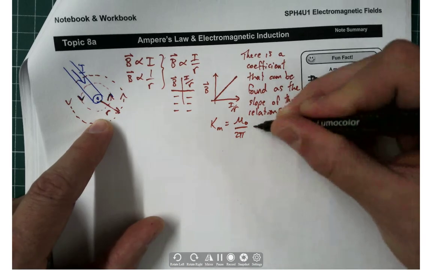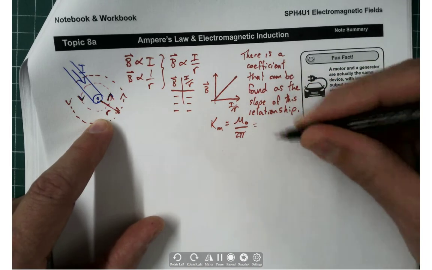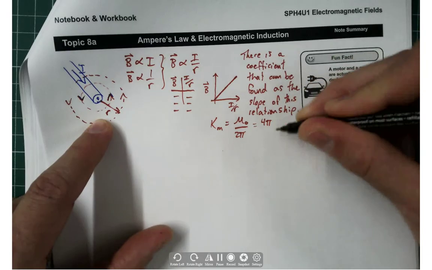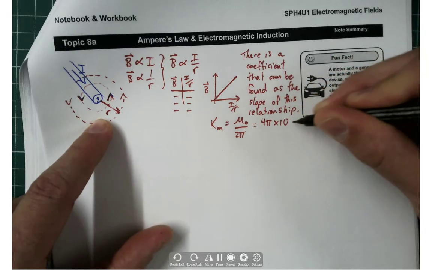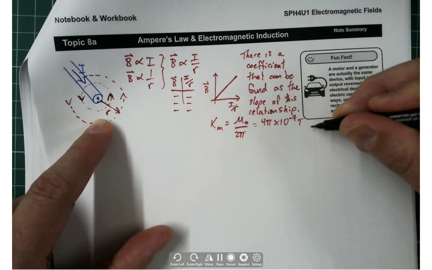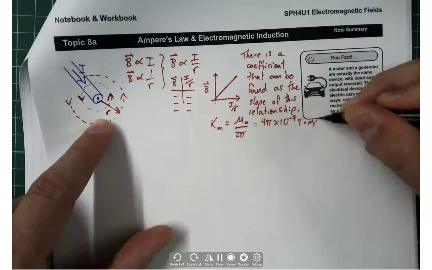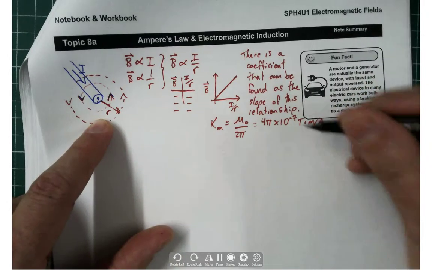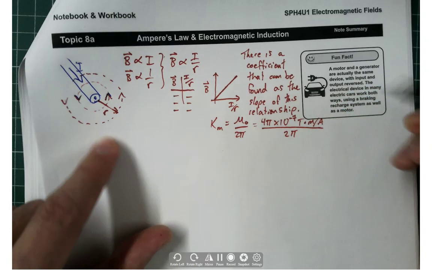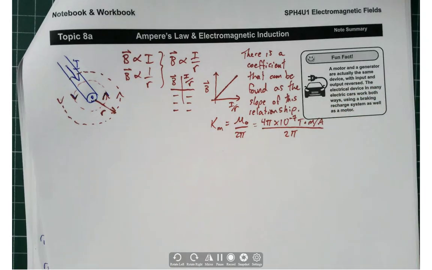Mu naught is the magnetic permeability specifically of a vacuum. And it has a value of 4 pi times 10, oh, there's pi again. It's almost like it's part of the code of the universe, times 10 to the power of negative 7 Tesla meters per amp. What a gosh darn ugly unit. All divided by 2 pi. And so whether you express this as Km equals mu naught over 2 pi or 4 pi times 10 to the power of negative 7 Tesla meters per amp over 2 pi.